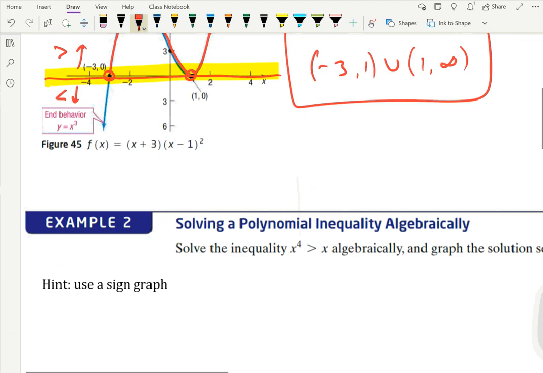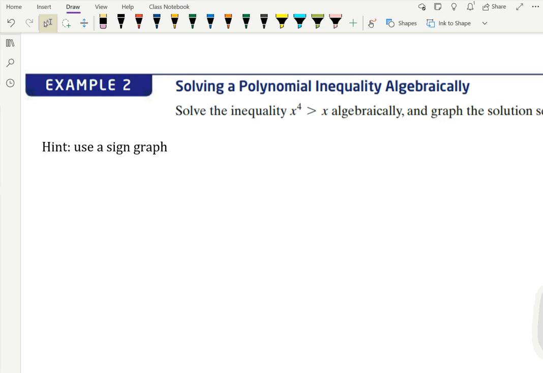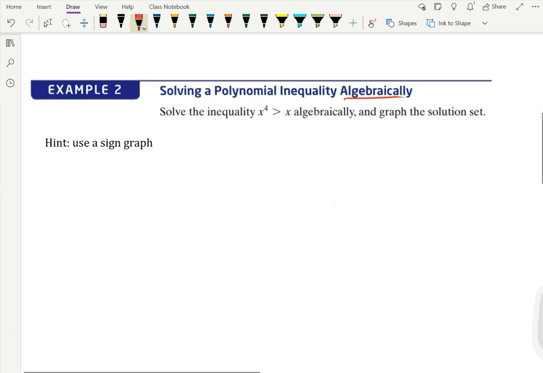Now there's another way we can take a look at these, which is purely algebraically. Okay, so on this next example, we're going to take a look at it algebraically. Zoom this in just a smidgen.